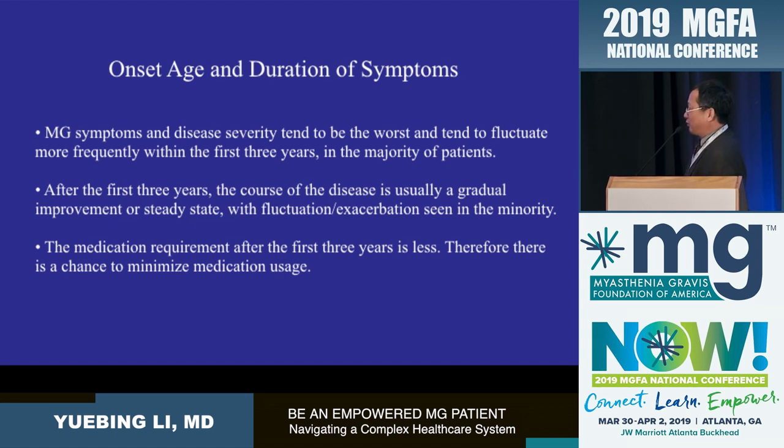After the first 3 years, the course of disease is usually gradual improvement or steady state with fluctuation, with exceptions seen in the minority of people. Again, when I talk about this, somebody will say, Dr. Lee, you're lying, I have been having this for 10 years. Well, you are the minority. The medical treatment after the first years is generally less. Therefore, there is a chance to minimize medication usage.